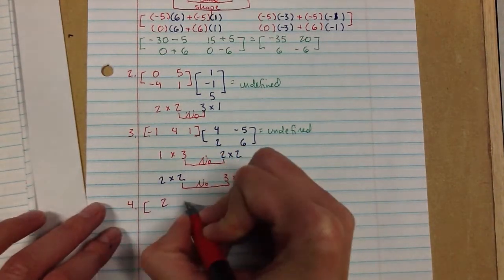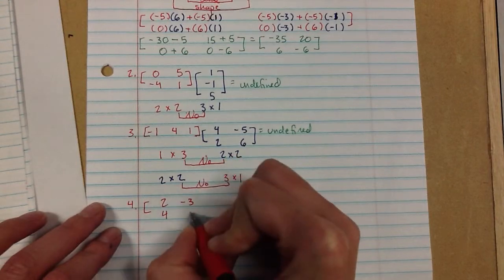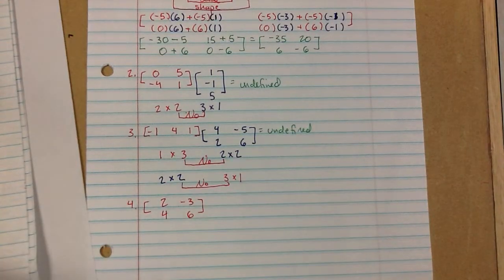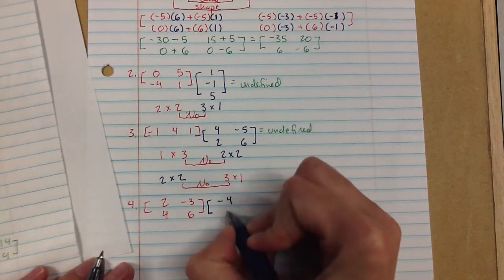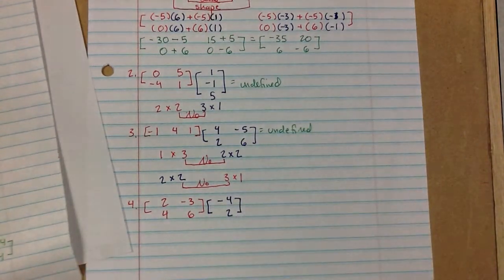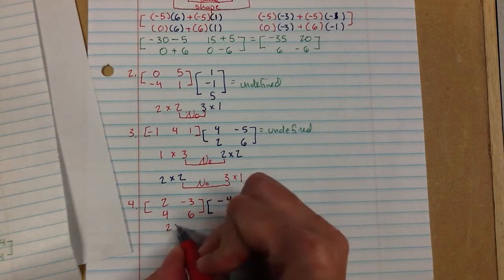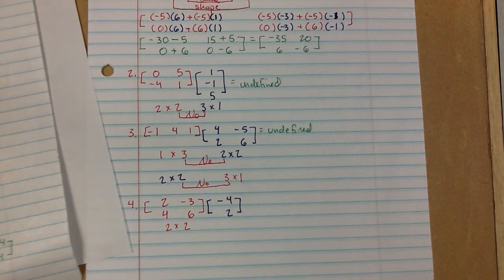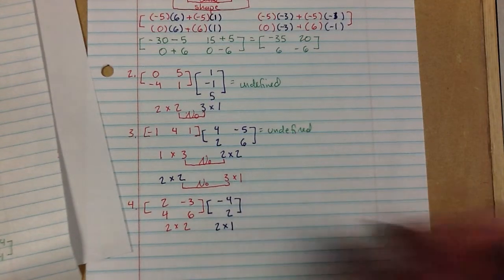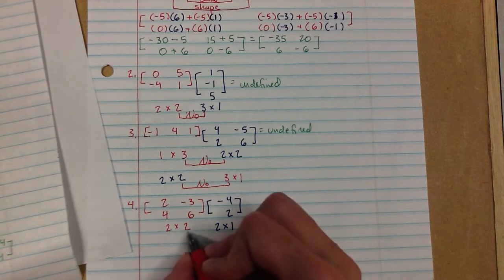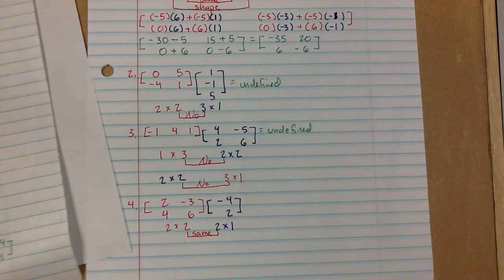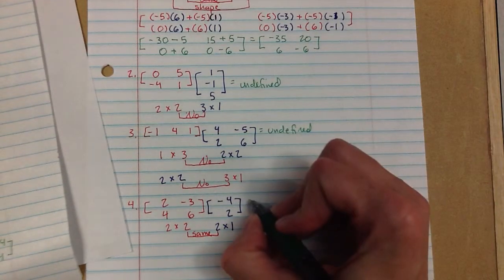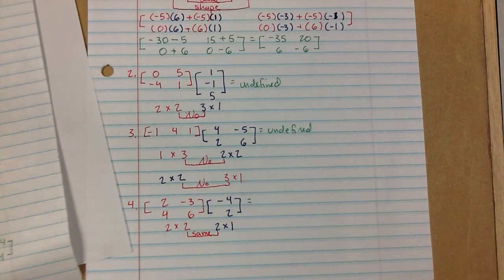I got 2, negative 3, 4, 6, negative 4, 2. All right. What are my dimensions of this one? 2 by 2, and dimensions of the other one? So can I put them together? Yes. So my inside numbers are the same. The outside numbers give me my shape. So what are going to be the dimensions of my product matrix? 2 by 1.